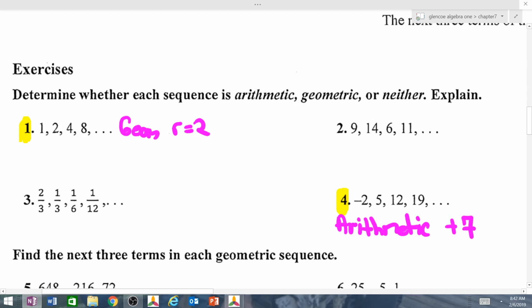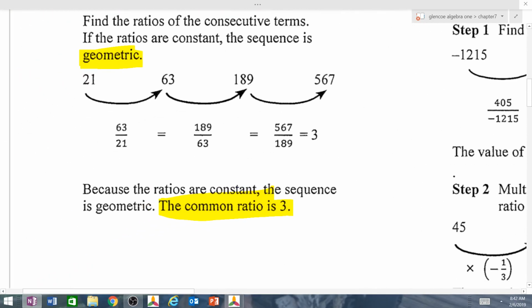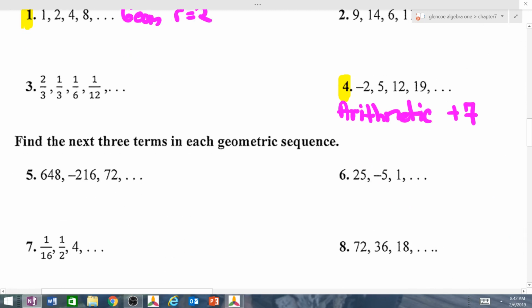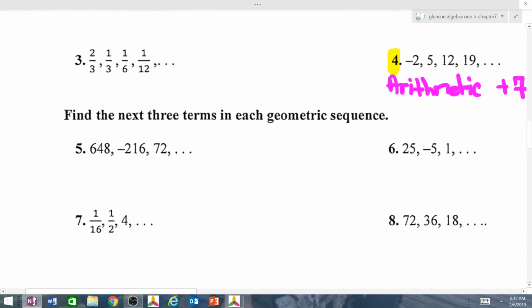Okay. The next thing that we would like to do is find the next three terms in a sequence. So we have 648, negative 216, 72. We should be smart enough to figure out that my next answer has to be negative, yes? So let's see what we've got going on here.